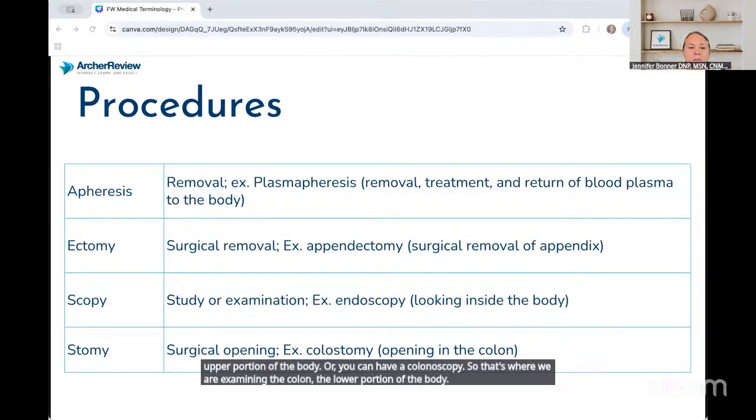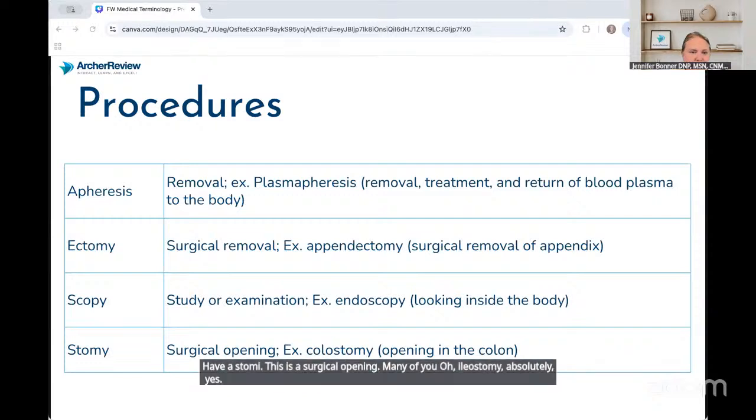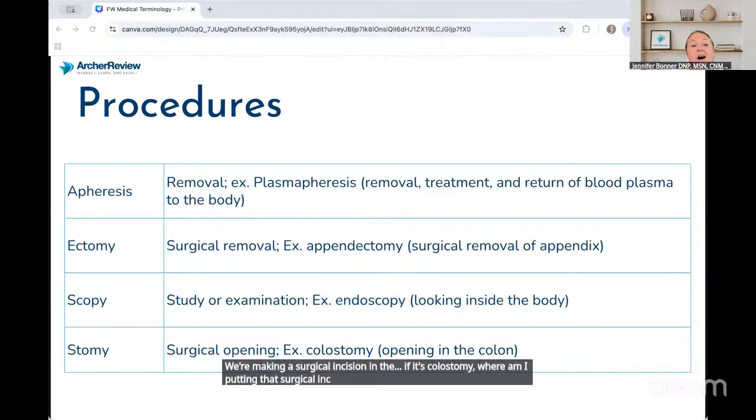And then we have a stomy. This is a surgical opening. Many of you said ileostomy. Absolutely. Yes. Tracheostomy. We're making a surgical incision in, if it's colostomy, where am I putting that surgical incision? In the colon. Nice work.